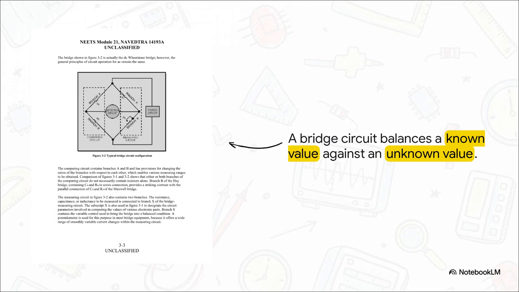On one side of this bridge, you've got known, calibrated values that you can adjust. On the other side, you put your unknown component, the thing you're trying to measure. You then tweak the known side until that little detector in the middle reads exactly 0. Once it's balanced, boom. The value you dialed in on the known side is the exact value of your mystery component. It's simple, elegant, and incredibly accurate.